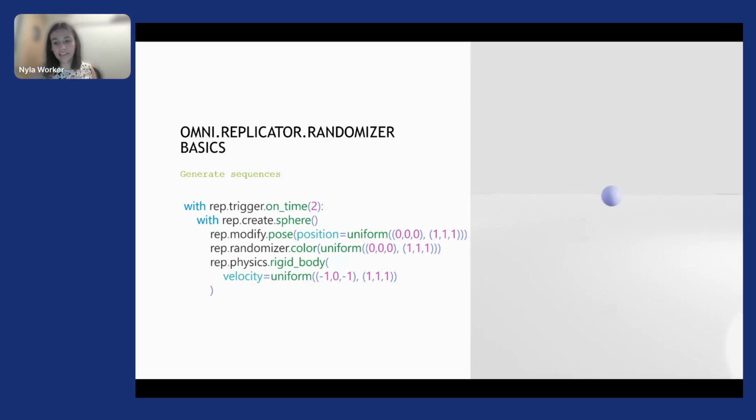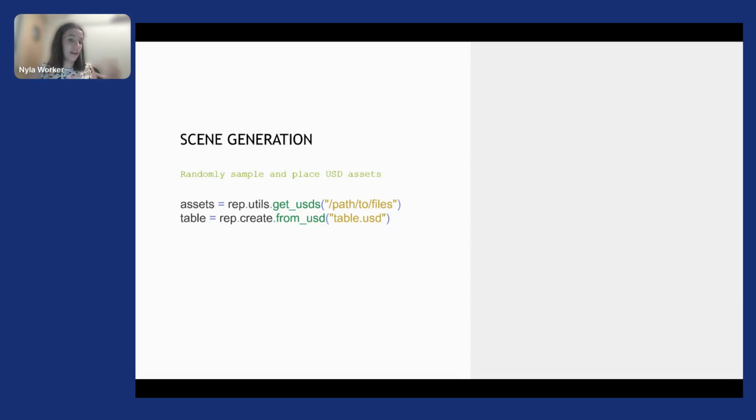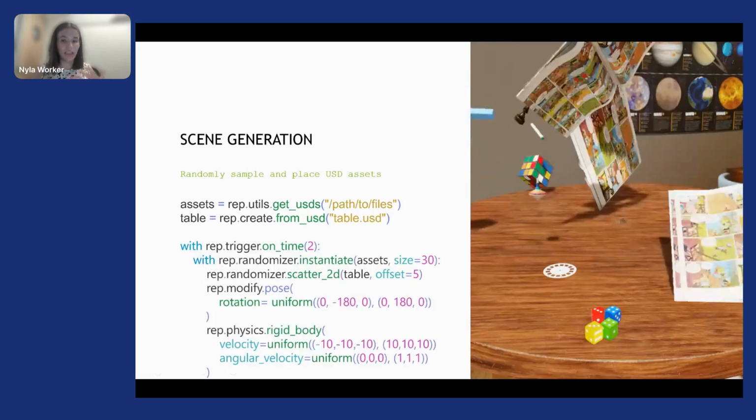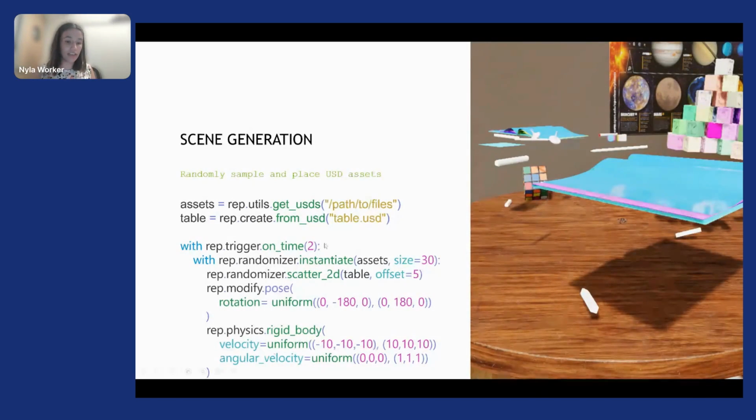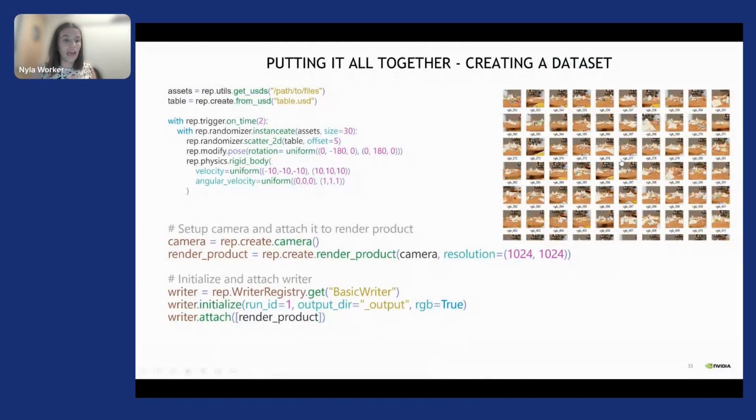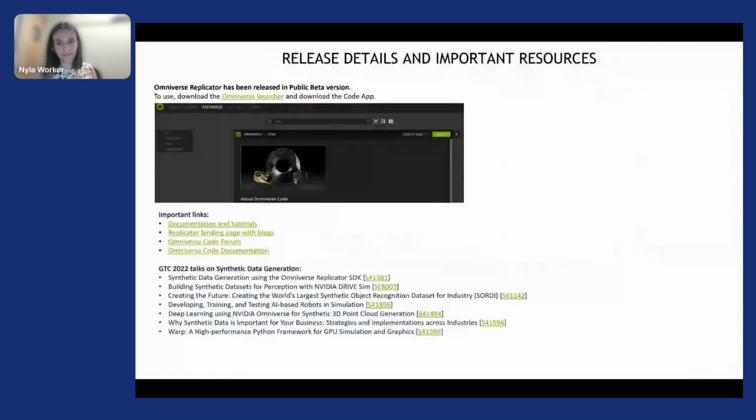You can add physics there with very simple functions. And then you can get other USDs from other people to get the assets and tables, for instance, and create a scene that's much more complex, such as this one, but with very little amount of code. And just to summarize, the last piece that you would need is the writer. So you tell it to write the data, which in this case will give you a NumPy array or a PNG, and you would get that data set.